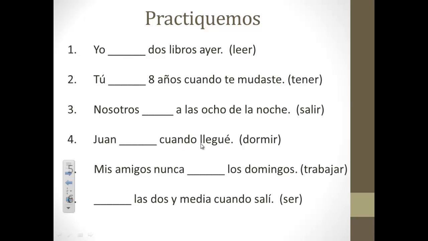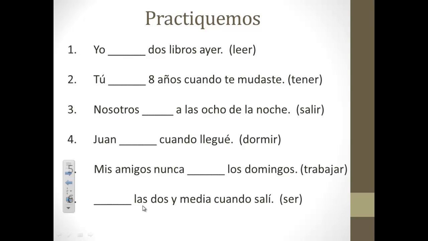Number 4, Juan was sleeping when I arrived. Okay, so something was going on when I interrupted it. The action that's going on, that needs to be imperfect. So your answer for number 4, dormía. Number 5, my friends never used to work on Sundays. Okay, now this keyword never, it's kind of telling me habitually something I did not do. So you need to use the imperfect here. Your answer is going to be trabajaban.